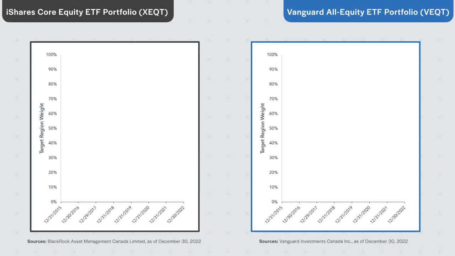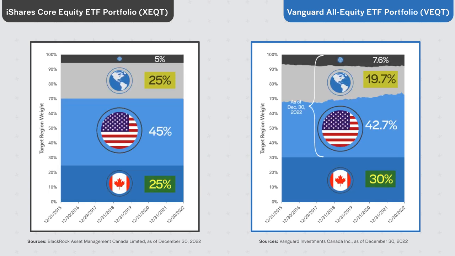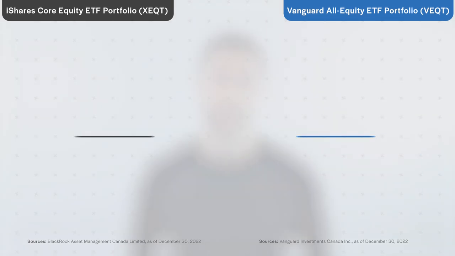You'll notice, relative to Vanguard, most of iShares' 5% underweight to Canadian stocks has been reallocated to international stock markets. There are also some small differences in the US and emerging markets equity weights, but again, nothing to lose sleep over. Last up, let's look at the minor differences between Vanguard's versus iShares rebalancing thresholds.